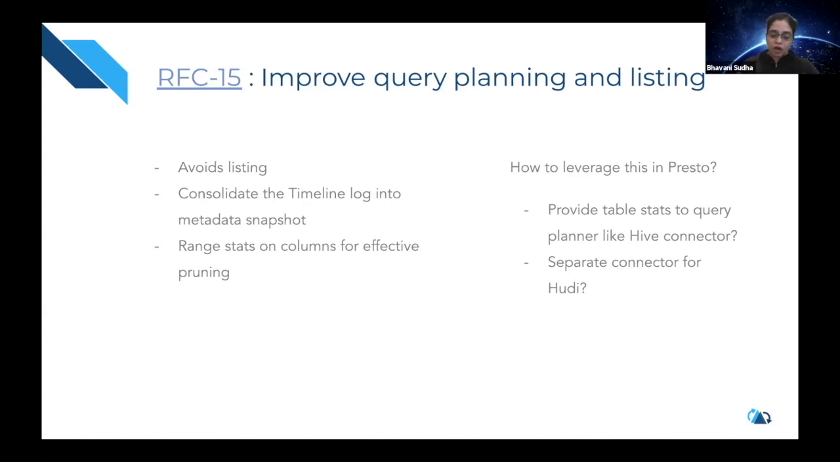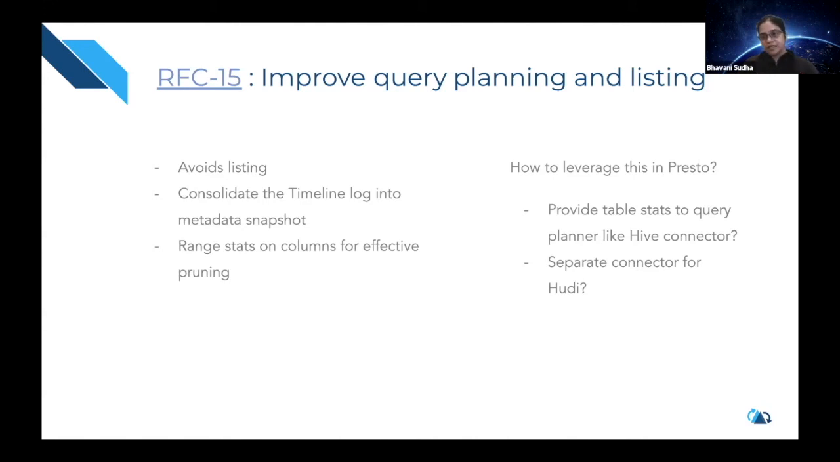So Hoodie already maintains this metadata on files, like what files went into what operation, and that part is already there. What we're looking at is to consolidate all of that into a metadata snapshot, so we can avoid listing by leveraging that. And while we are building the data infrastructure for this, we are also thinking about exposing range stats for columns, and that would aid in pruning queries effectively.